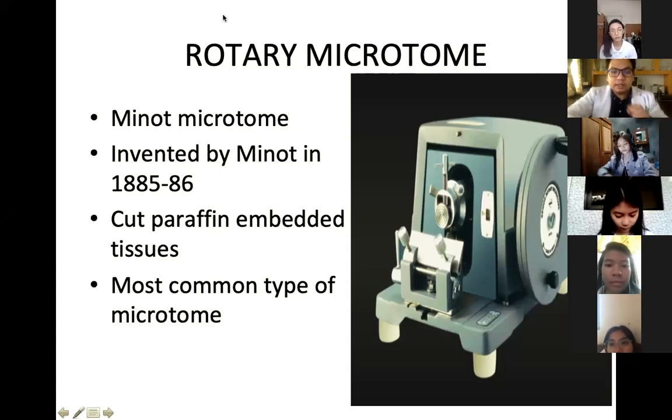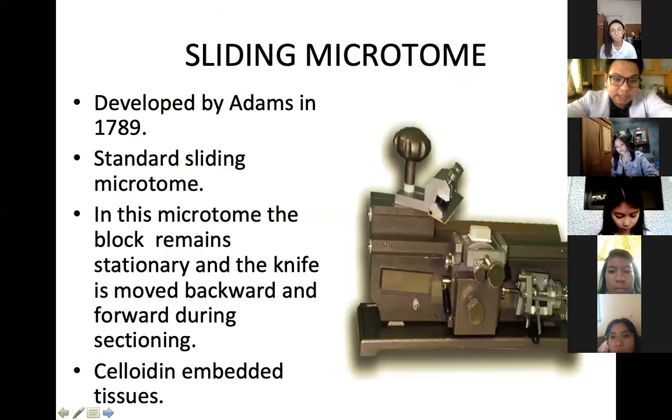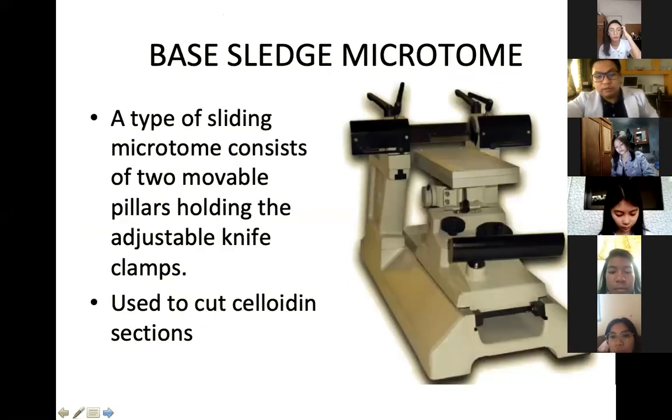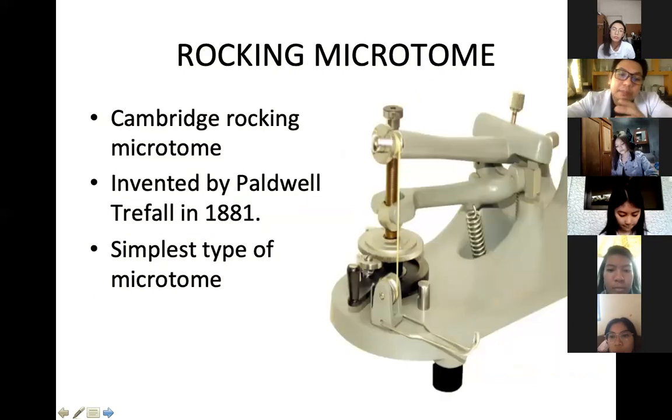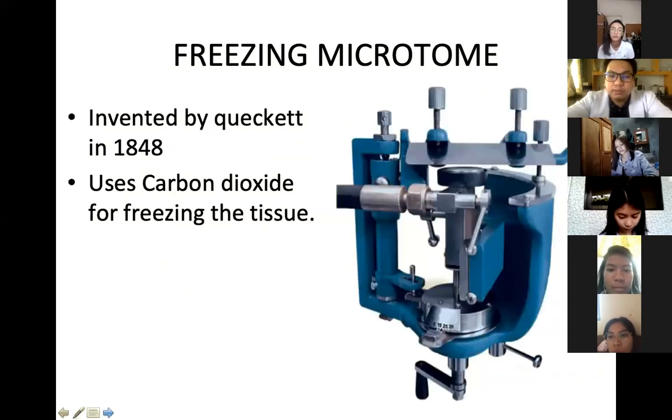Okay, ito rotary. Ito yung meron tayo sa lab class, rotary microtome. Sliding, so for celluloid. Base ledge also for celluloid. Base ledge class is para din siyang sliding. The only difference is meron siyang dalawang pillars holding the knife. Okay? Rocking, the very first microtome, the simplest microtome. And then the freezing microtome. Okay? Ito yung ginagamit manually for frozen section.